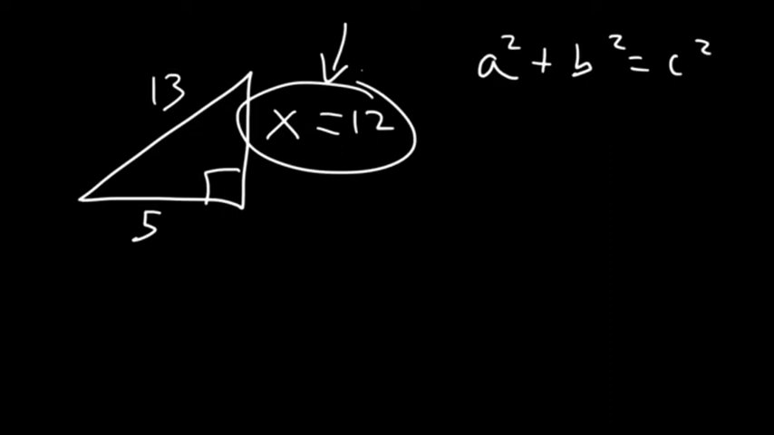So let's say that the hypotenuse is 10 and one of the sides is 6. What is the missing side? Go ahead and pause the video and figure it out.